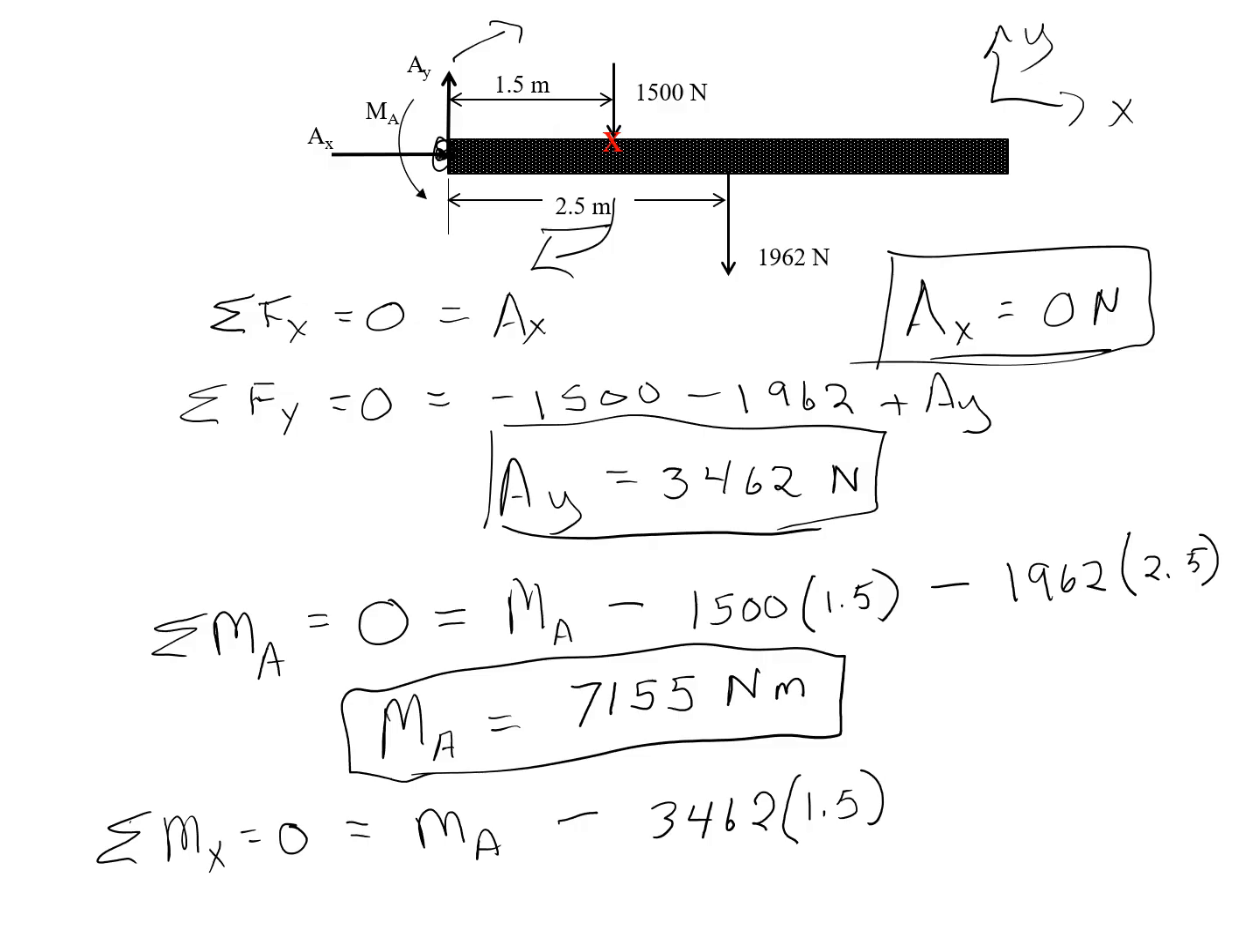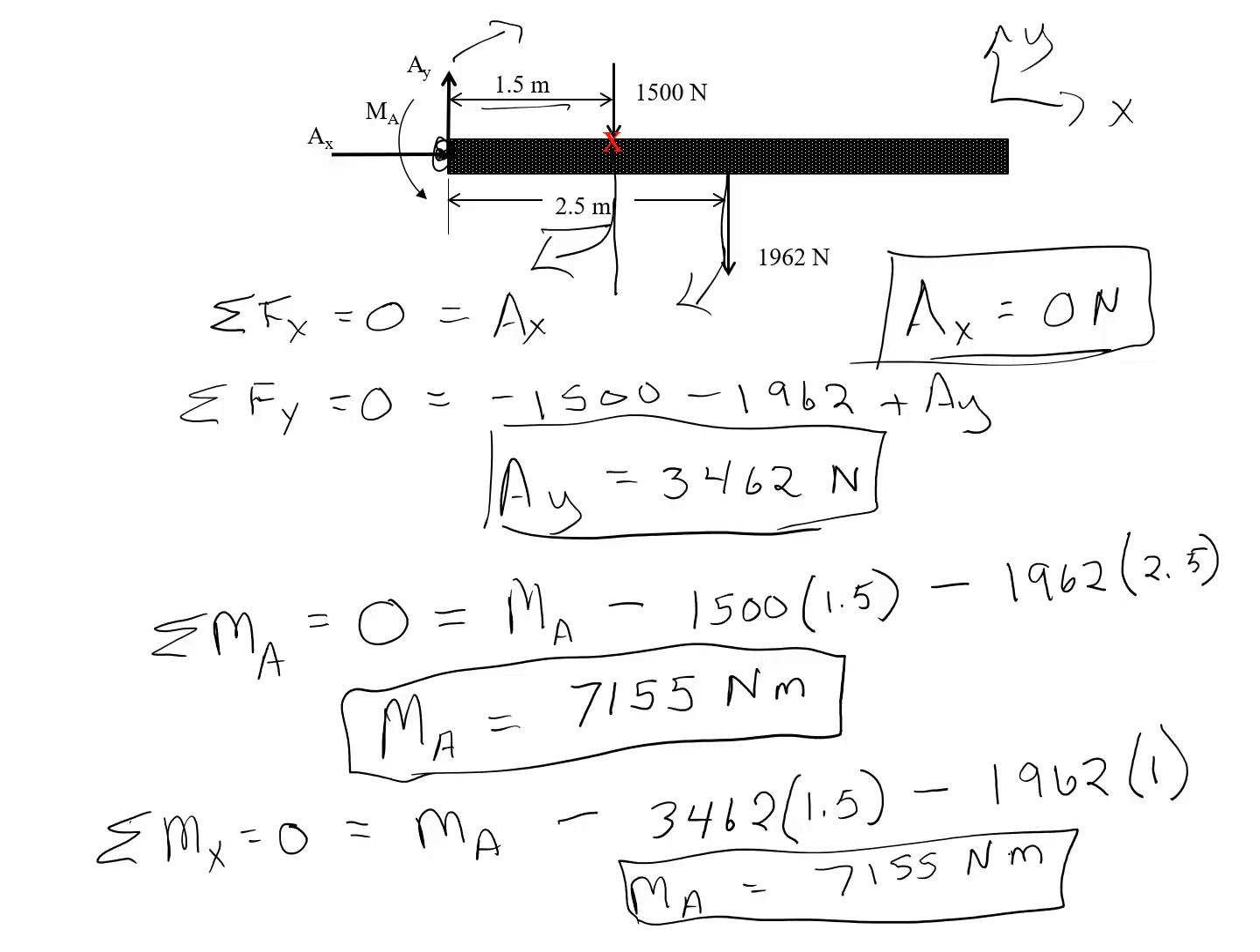And then I have the 1962. And the perpendicular distance from the 1962 to the 1500 is the 2.5 minus 1.5, so that is 1. It is pulling down, so it's tending to rotate this beam clockwise, so this will be negative. And if you solve this out, we get MA is equal to 7,155 Newton meters. So we get the same thing. It doesn't matter at what point you take the moment about. I could have just as easily taken it about this end of the beam here or here. You will get the same answer for the reaction moment.